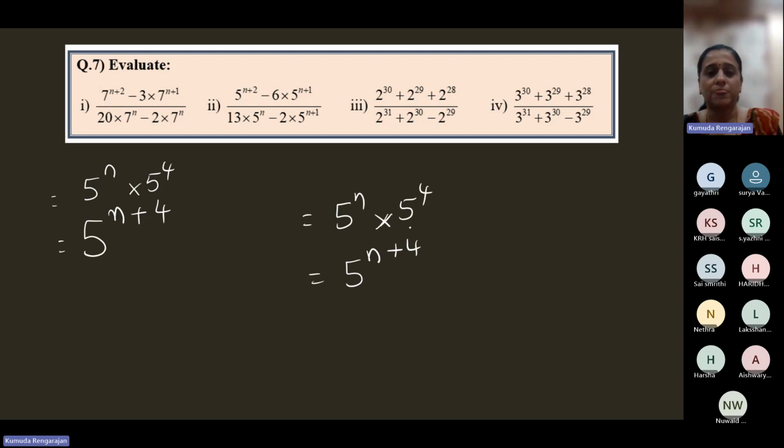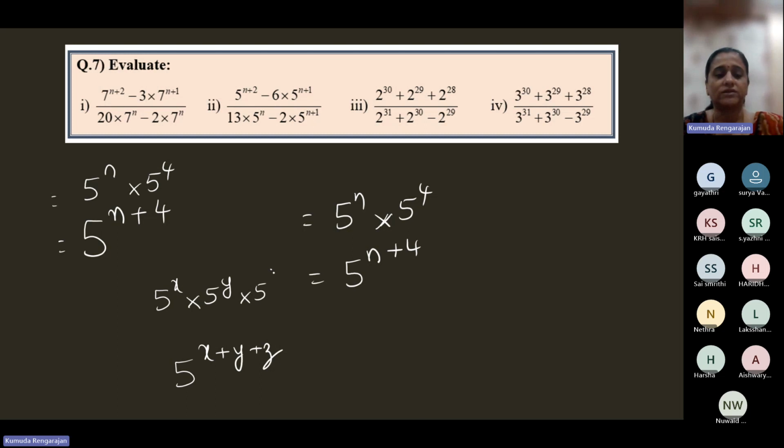That's why bases are same, multiplication. You add the powers and you write 5 to the power n plus 4. Now, if you have 5 to the power x plus y plus z, then the earlier step should have been 5 to the power x into 5 to the power y into 5 to the power z. Because bases are same, 5, 5, 5, it's multiplication. So you add the powers, x plus y plus z. Understand the earlier step?